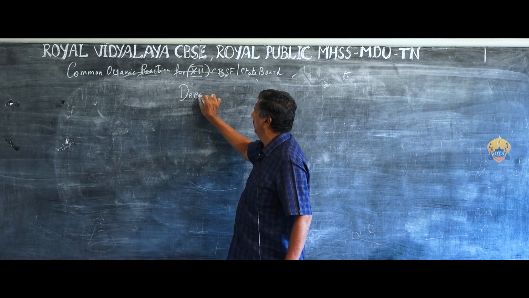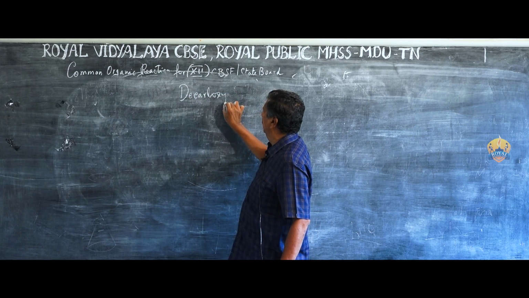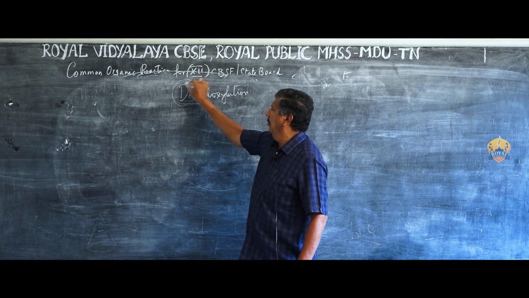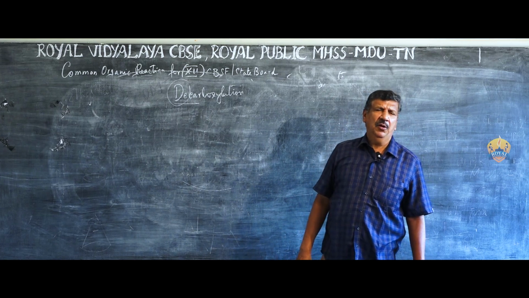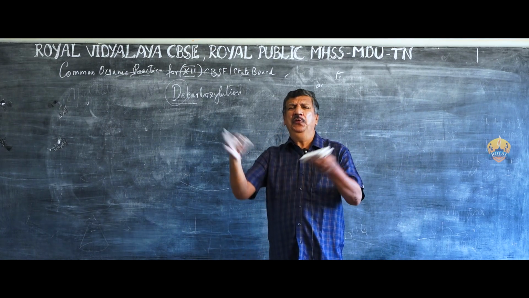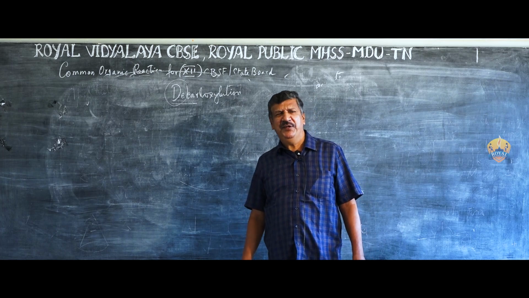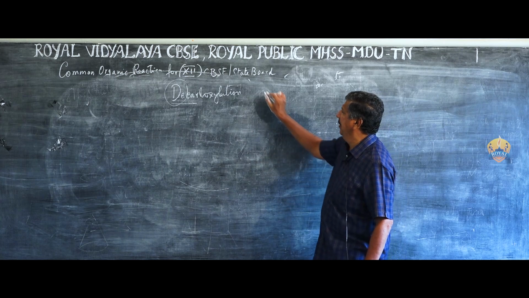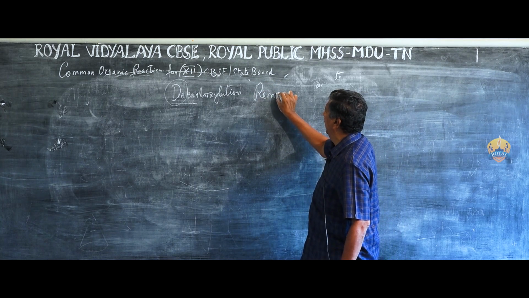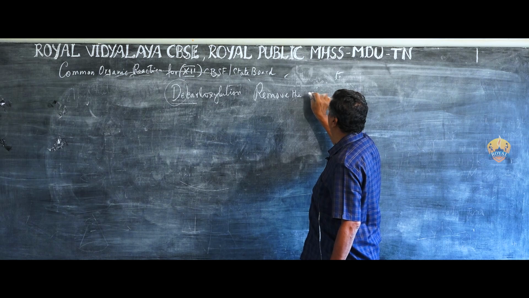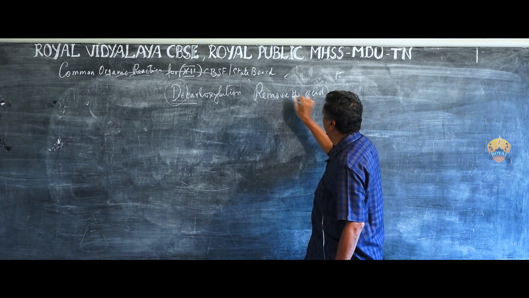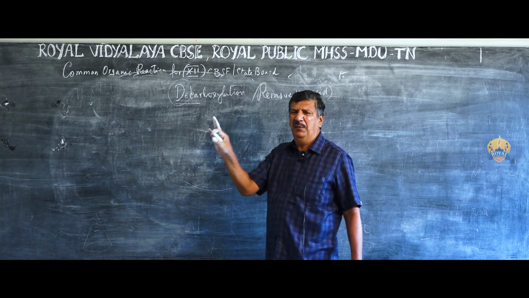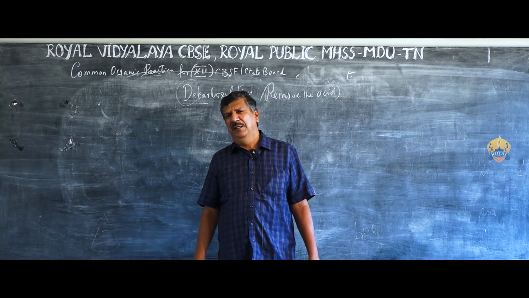Decarboxylation. Next one is decarboxylation. What do you mean by D in chemistry? You already learned in 11th standard: remove, eliminate. This is D. Decarboxylation means remove the acid group. That's all. First of all, understand the concept. Don't learn any sentence from the book. You write your own account. I will tell you the answer.